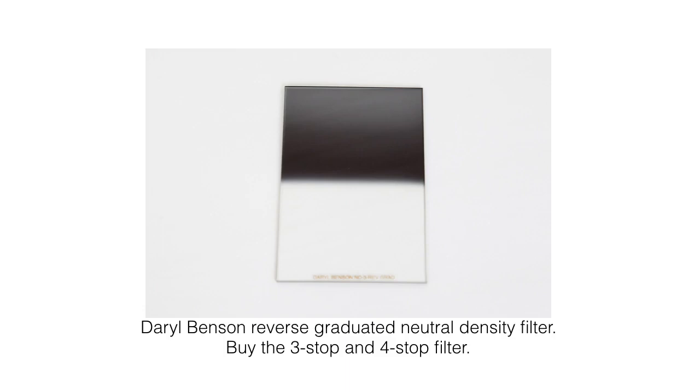You can also buy Daryl Benson reverse graduated neutral density filters. These filters are darkest in the center, clear on the bottom, and transition from dark to light above the horizon. That makes them ideal to use during sunrises and sunsets with flat or defined horizons, such as the seashore, prairie or desert. I recommend you buy the 3-stop and the 4-stop filters.